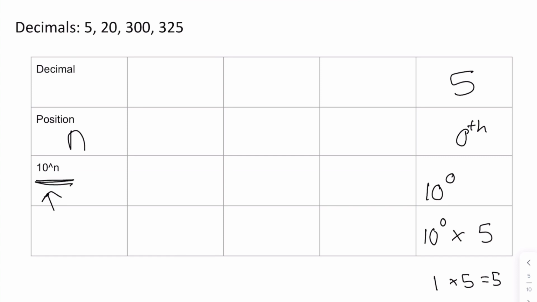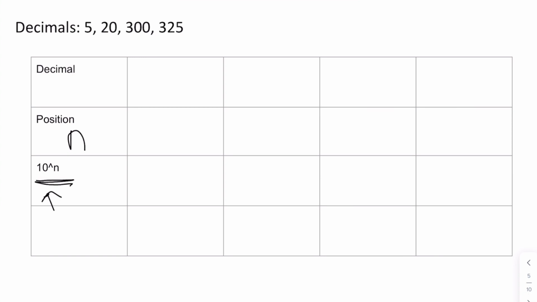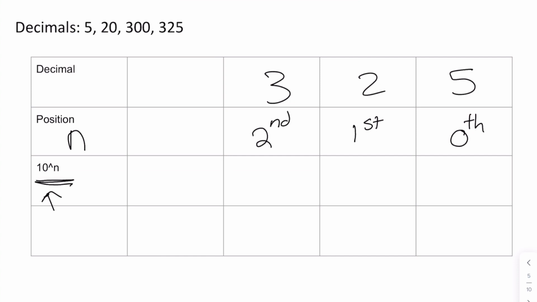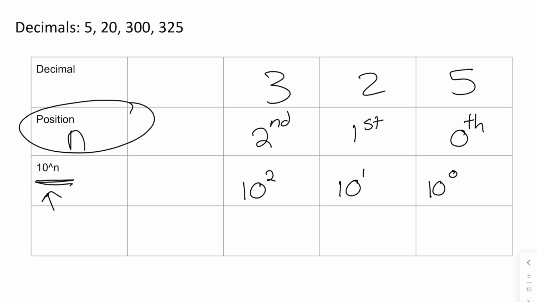Let's do one more example in decimal, this time with 325. This is the 0th position, first and second. This is going to be 10 to the n, so 10 to the 0, then 10 to the first, and this is going to be 10 to the second. We're just looking at that n row. Then down at the bottom, we put it all together: 10 to the 0 times 5, 10 to the first times 2, and 10 squared times 3.